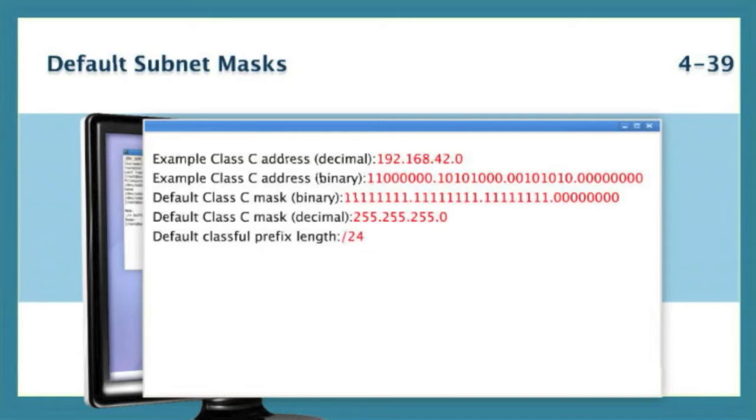And then we have a Class C address. With a Class C address, sure enough, the default subnet mask is 255.255.255.0. And if we were to write it in shorthand, it would be /24. The first three octets identify the network, and the last one octet identifies a particular host on that network.